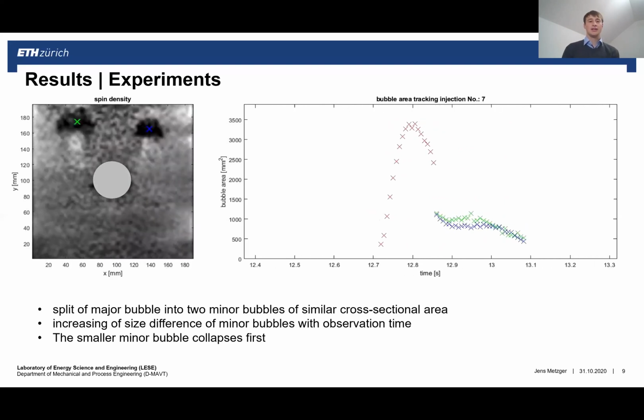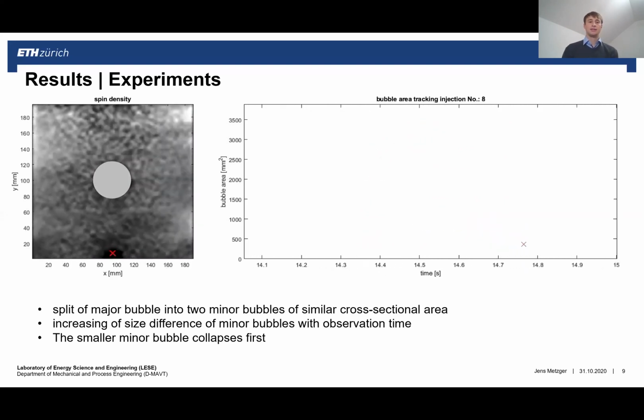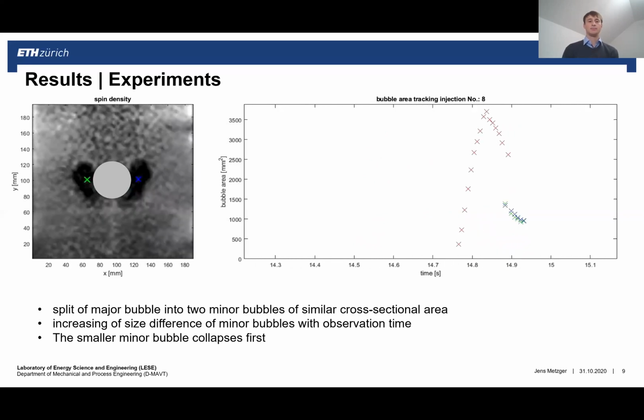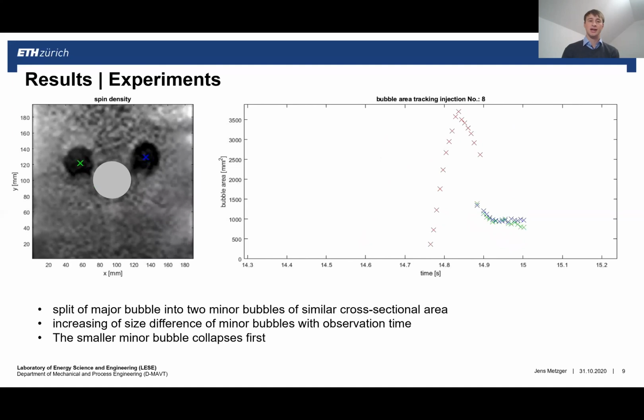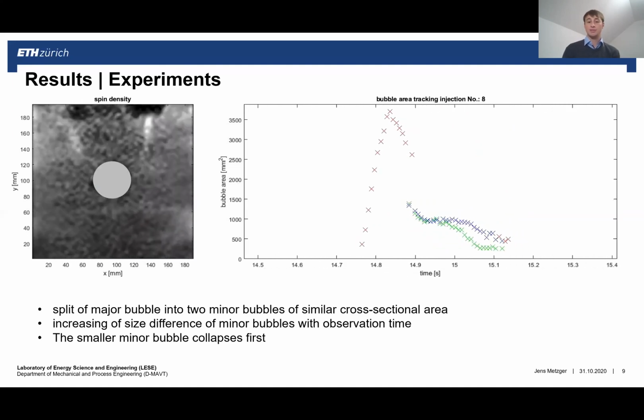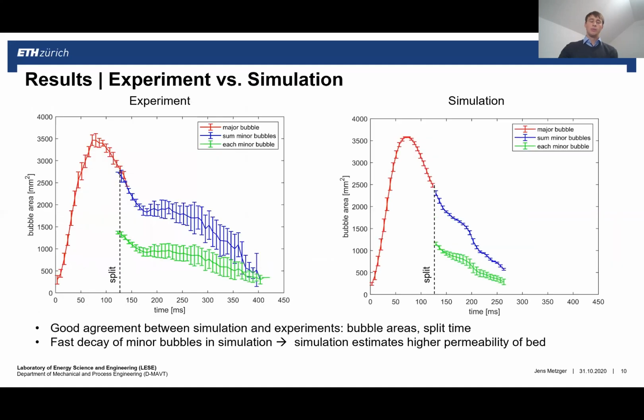We also see that the smaller bubble that is produced during the split is more likely to decay in area than the larger bubble. So it collapses first. This holds all through the observational time. When we perform averages of those experiments, we see that we can reproduce all of those bubbles pretty well.